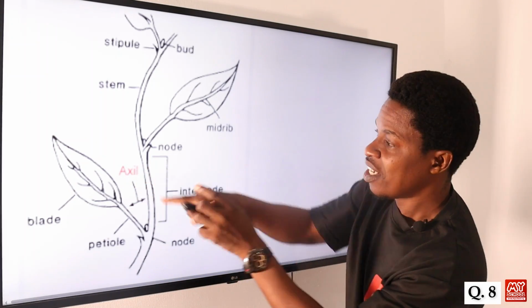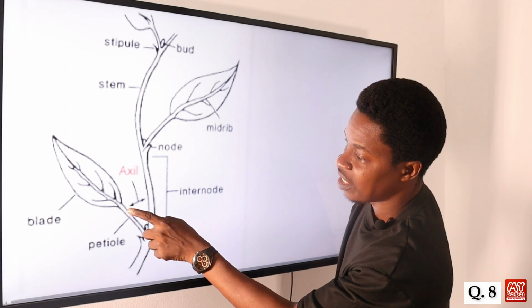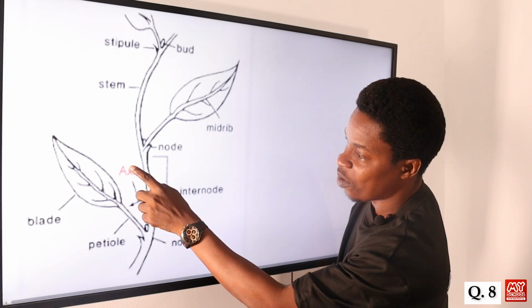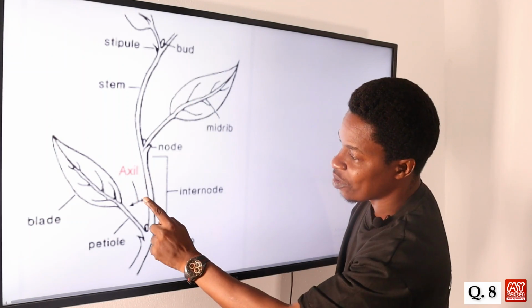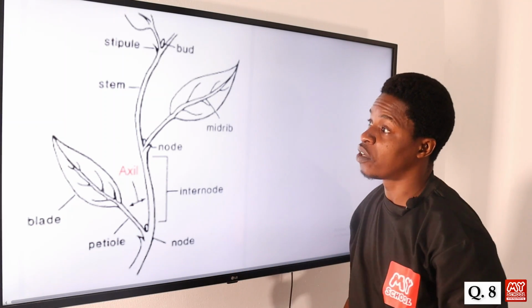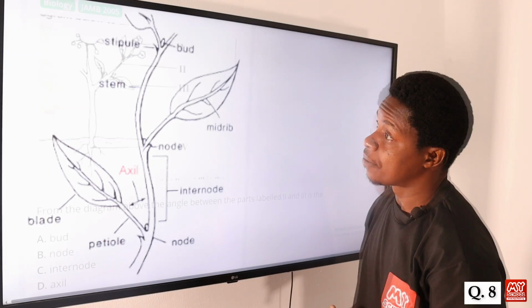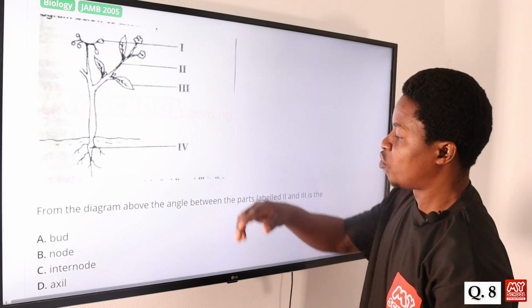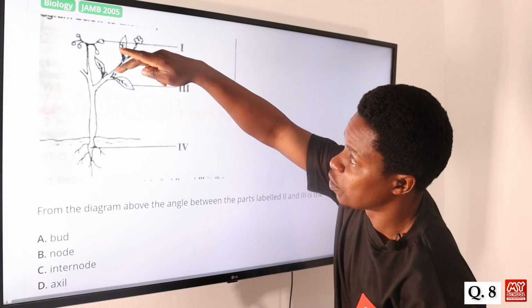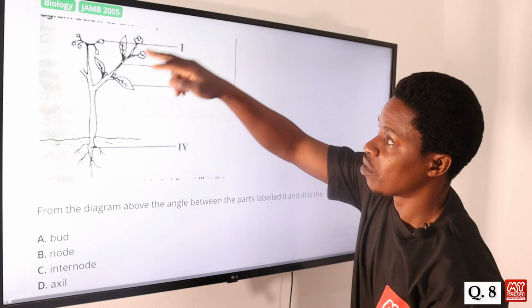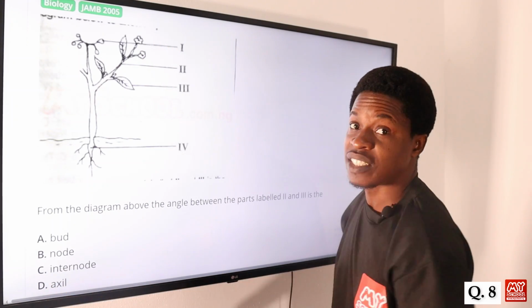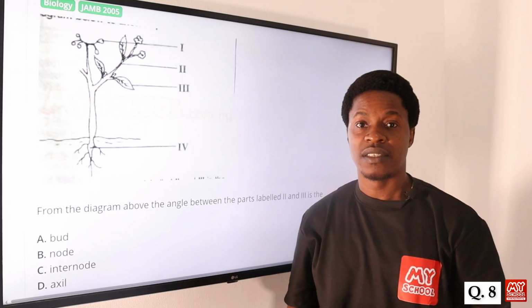So from that question, they asked us for the angle between 2 and 3. You can see here that it is the axil. The axil is the angle between them. So let's go back to our options so we can select the correct answer. The angle between the parts labeled 2 and 3, which is this point now, is referred to as the axil. We just saw that. Not the internode, it's the axil. So the correct answer is option D.